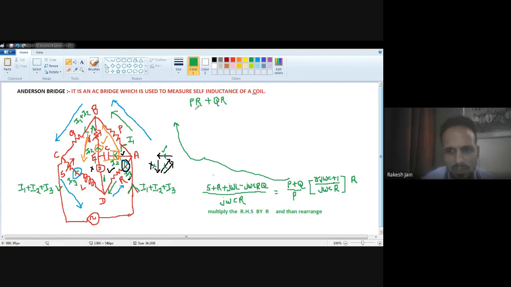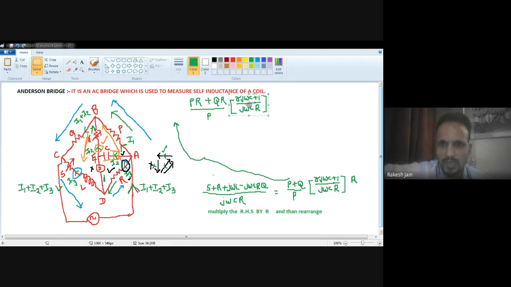PR plus QR, now divided by P, and then PR plus QR divided by P, then multiply by R j omega C plus 1 upon j omega C. R j omega C plus 1 divided by j omega CR. Okay, so P plus PR plus QR divided by P multiply by R j omega C plus 1.